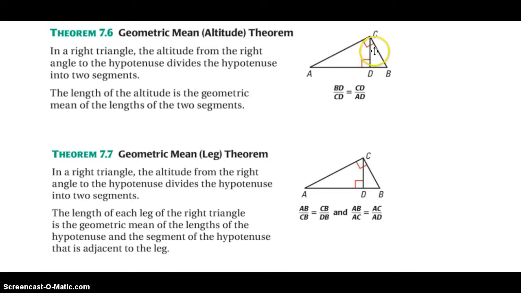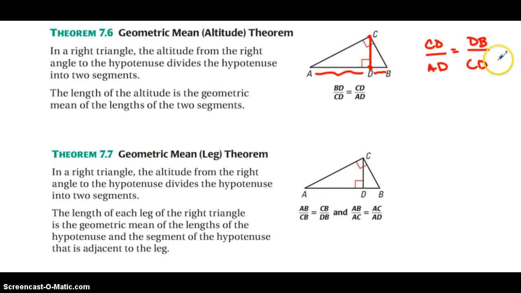So the first one has to do with the actual altitude itself, okay? So if we have this altitude drawn, remember an altitude is a segment that's drawn from a vertex perpendicular to the opposite side, and if we're drawing the altitude from the right angle, it's going to intersect with the hypotenuse. Well, what this theorem says is that this altitude CD is the geometric mean between the two hypotenuse segments that are created. So the point of intersection of the altitude with the hypotenuse creates two segments, which when added make the original hypotenuse of AB. So this CD is the geometric mean between AD and DB.